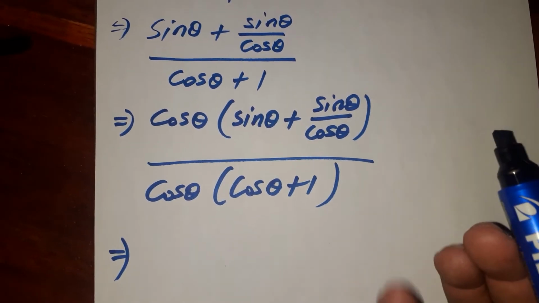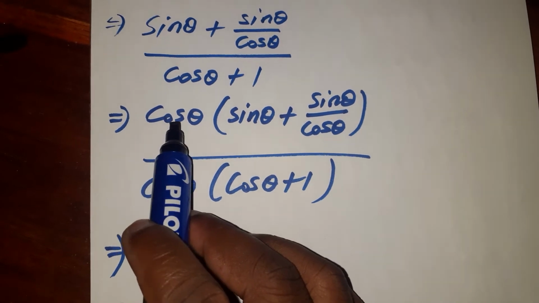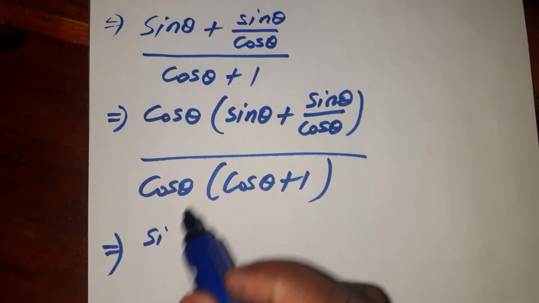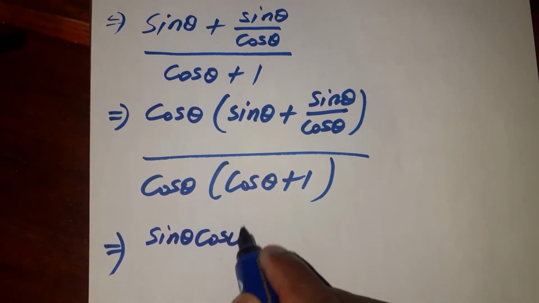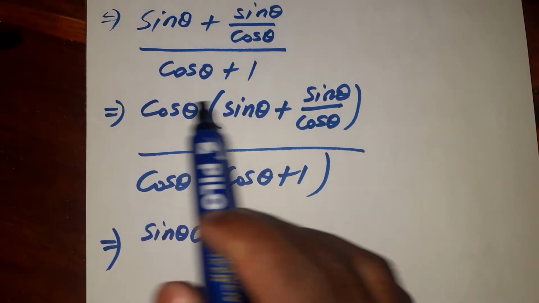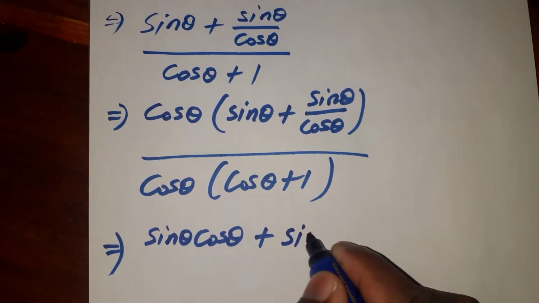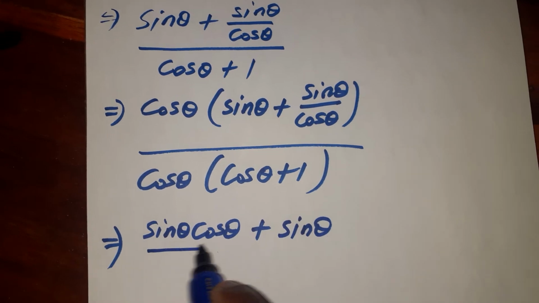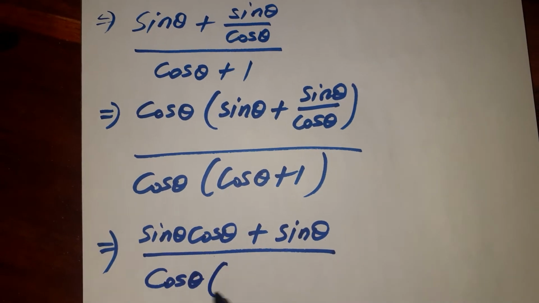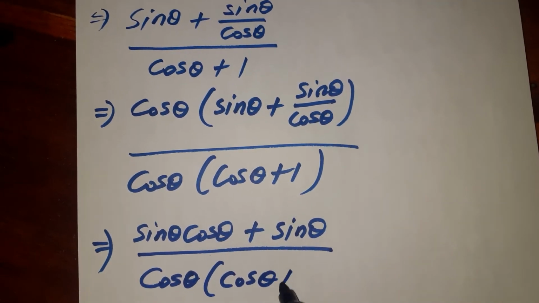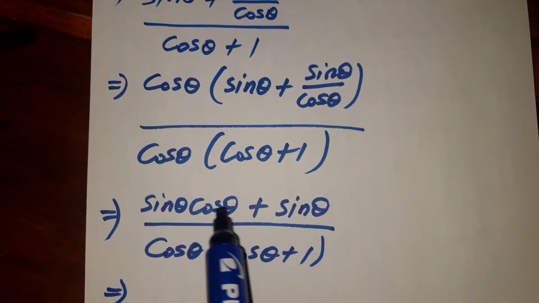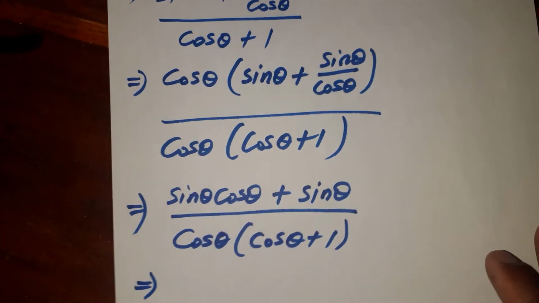Now we have to distribute this cosine theta with what we have inside the bracket. Then we are going to have cosine theta times sine theta, which is sine theta cosine theta, plus, when you multiply cosine theta by sine theta over cosine theta, this cosine theta will cancel, and we are only left with sine theta. Then over the denominator, we just leave it the way it is: cosine theta times (cosine theta plus 1). We are leaving the denominator the way it is because we want to factor out sine theta somewhere there.